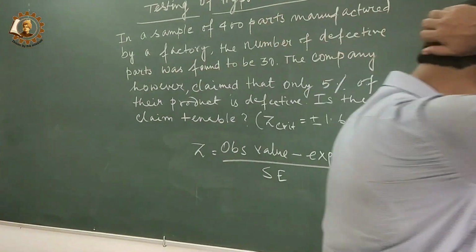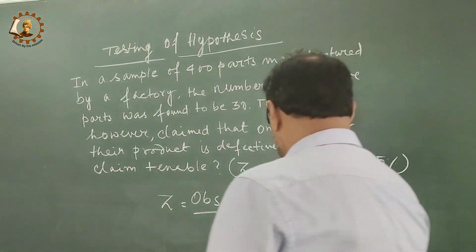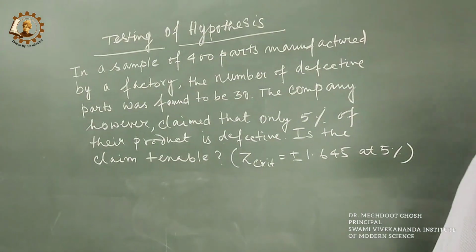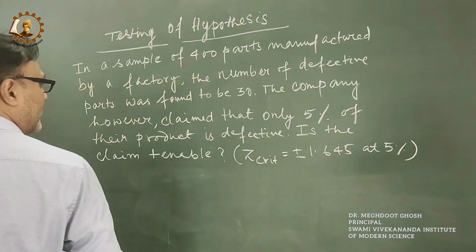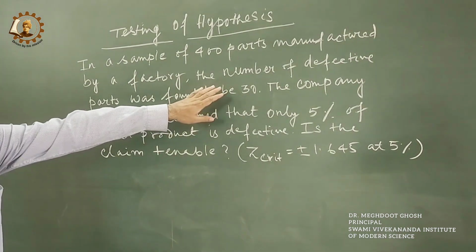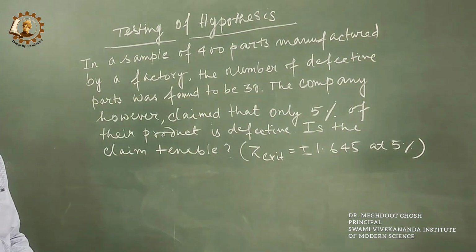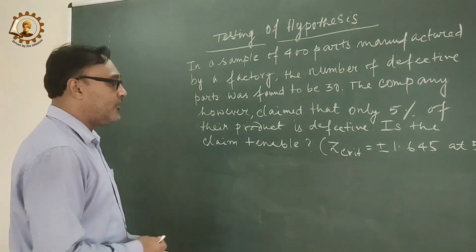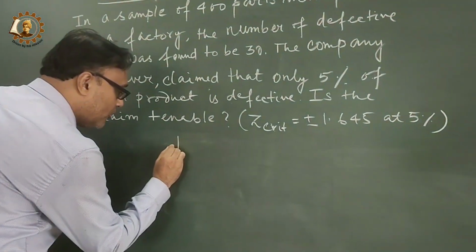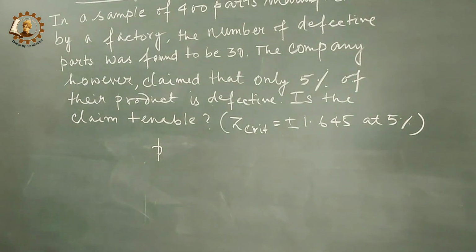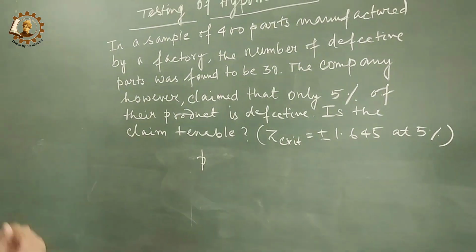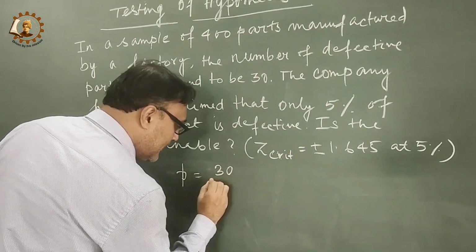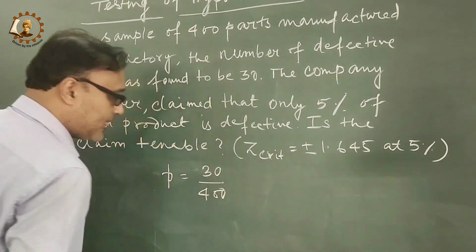Now let's understand what is observed value and what is expected value. Now we have taken 400, among which 30 came out to be defective. So what is the proportion of defective in the sample? So you write down small p. Small p stands for the proportion of sample defectives, and the small p is nothing but 30 by 400.